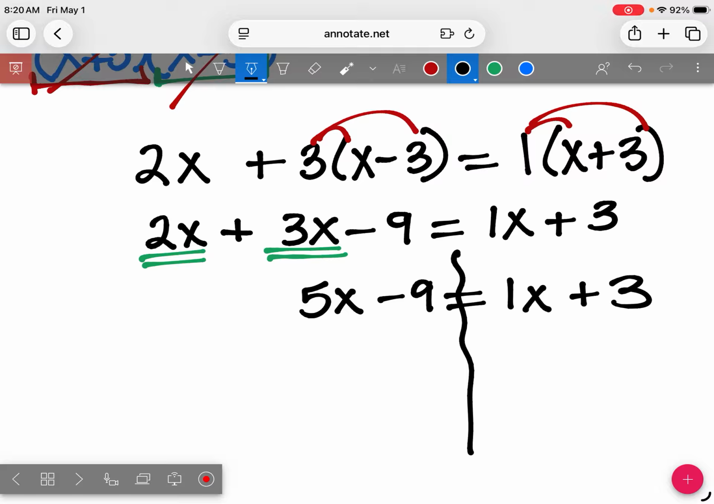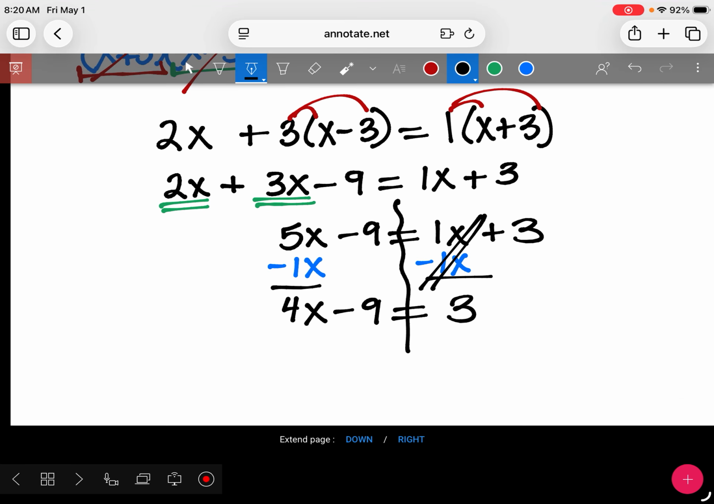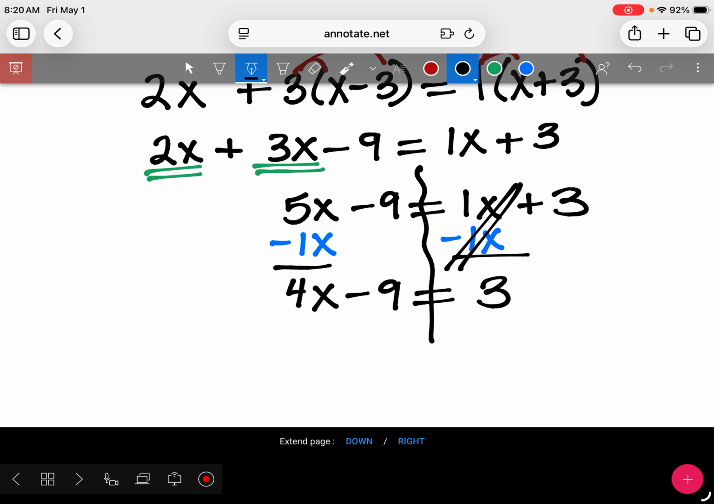Now you can subtract 5x or 1x. I usually subtract the smaller number, so I'm going to subtract the 1x. You don't have to do that. That's just what I like to do. That's going to leave me with 4x minus 9.